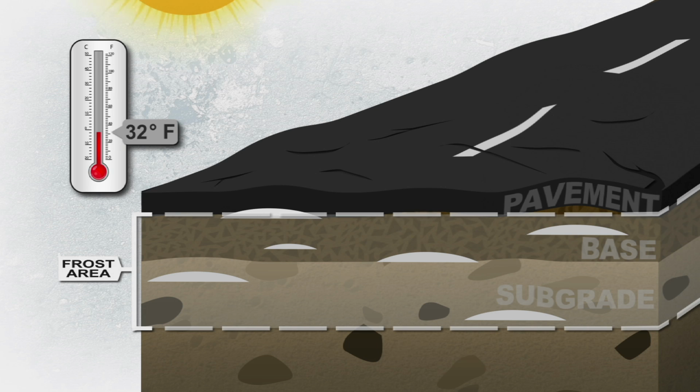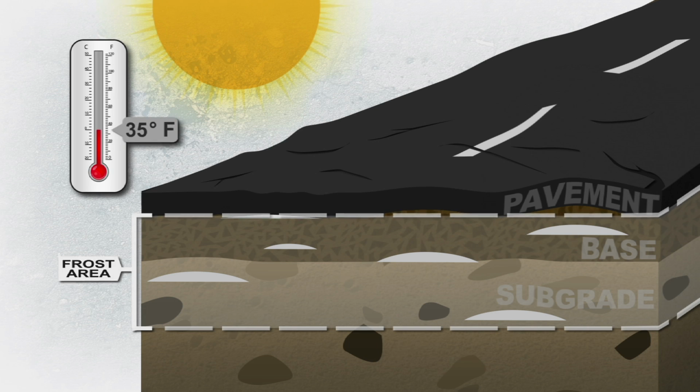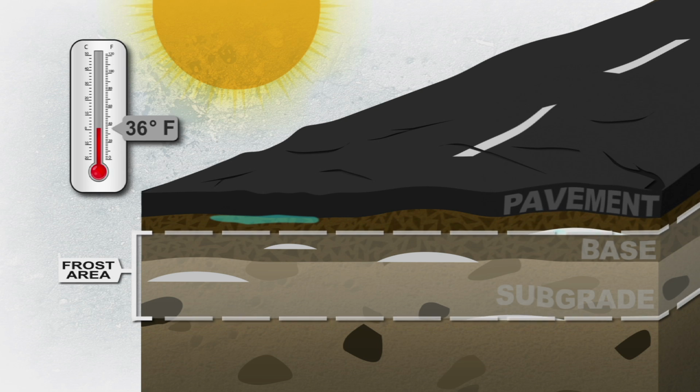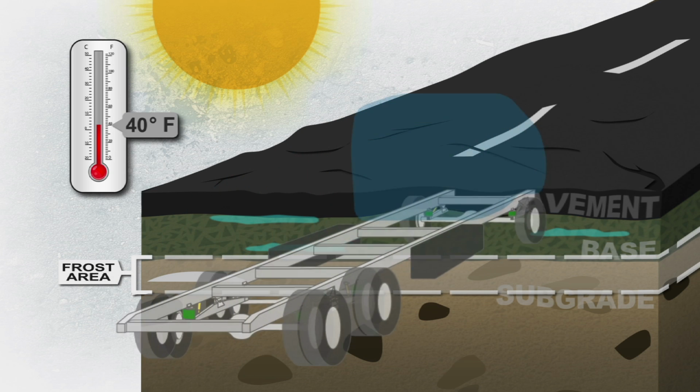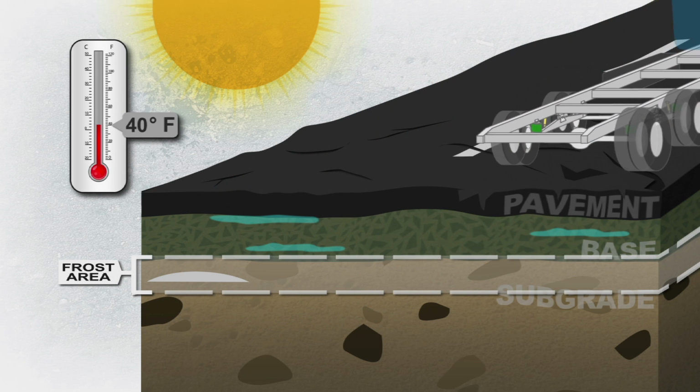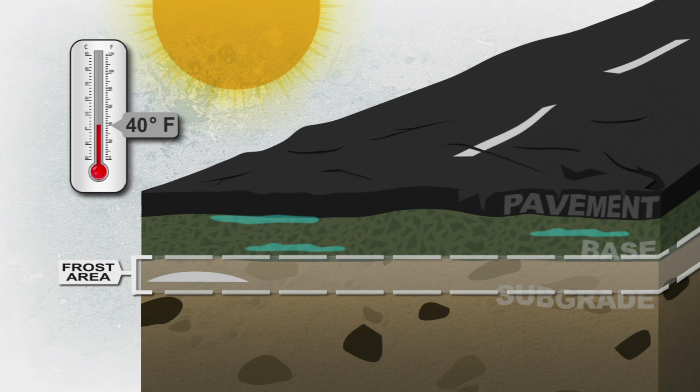In the spring, the ice in the soil begins to thaw just as it froze, from the top down. So now, water in the base layer is trapped between the pavement surface above and the still frozen subgrade soil below. With nowhere to go, the extra water pulled in by capillary action during the freezing process saturates and weakens the base. Now, traffic loading damages the entire pavement structure.